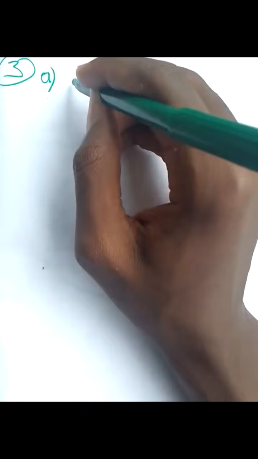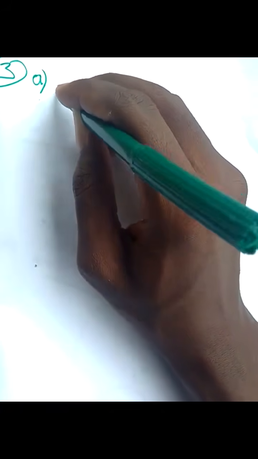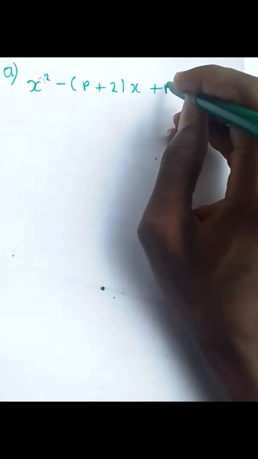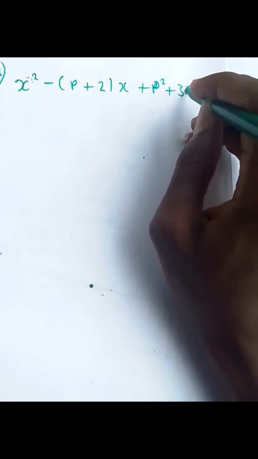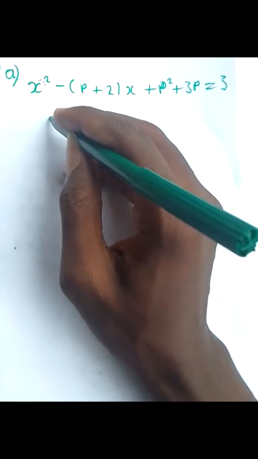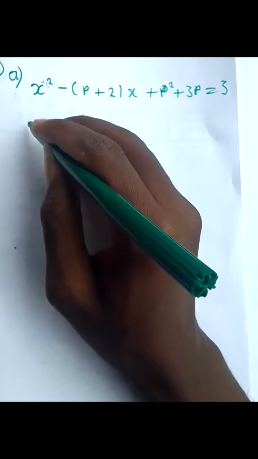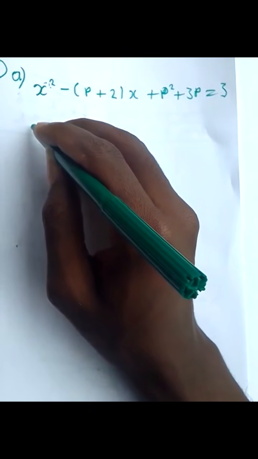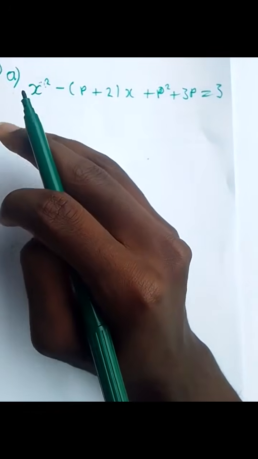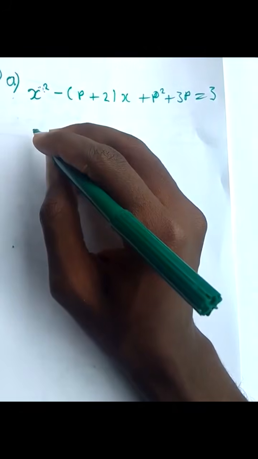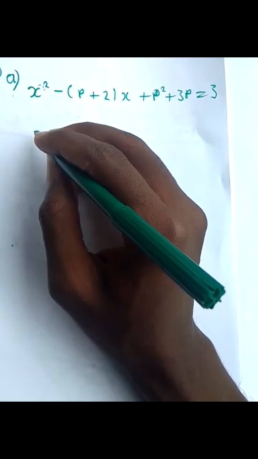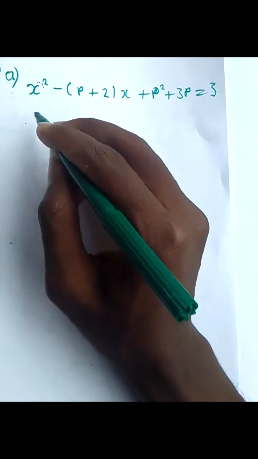Okay, so let me write the equation first. So we have x power 2 minus (p plus 2) x plus p power 2 plus 3p is equal to 3, right? Now they have only said that it has real roots. The roots are real, meaning that they are not complex, like they are not over complex numbers. And then the other thing that we don't know is whether these roots are equal to each other or they are distinct.